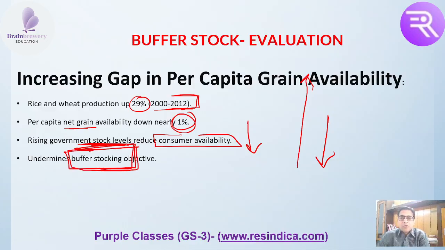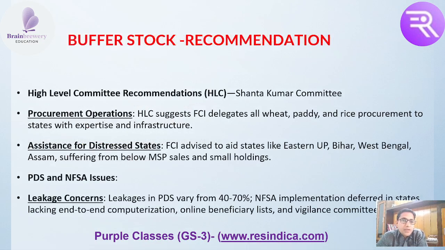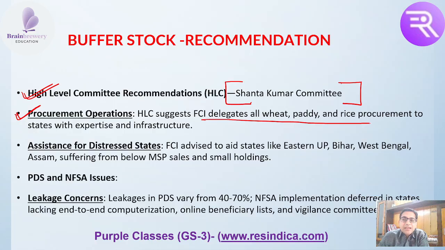If even after having bumper supply and everything, you are not able to supply the proper food grain to the consumers. Then the high level committee, the Shanta Kumar committee, has recommended procurement operation. He said to delegate all wheat, paddy and rice procurement to the state. Central should not buy wheat, paddy and rice. The state only should procure these things and utilize their infrastructure to provide it to their population.